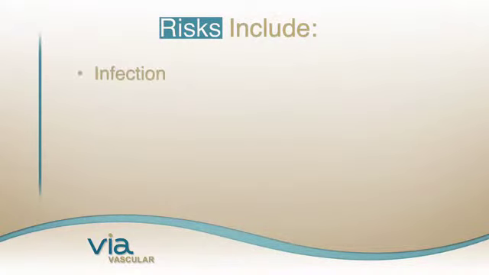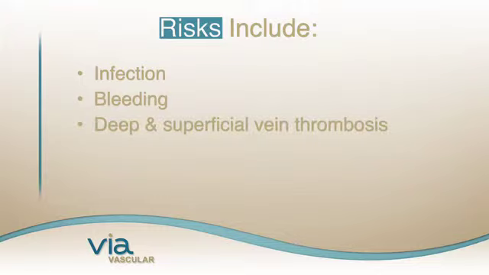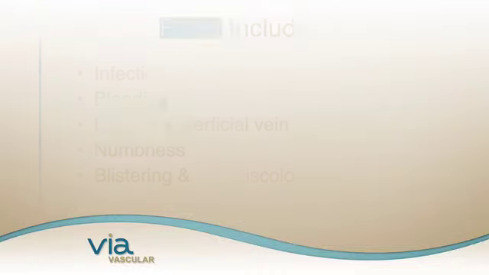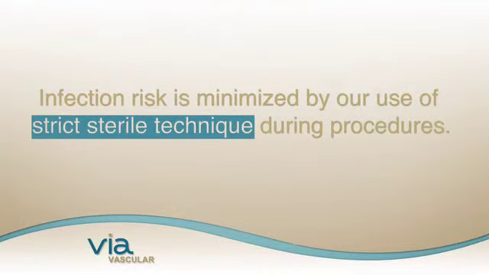There are some potential risks associated with ablation, sclerotherapy, and other vein procedures. Although uncommon, risks include infection, bleeding, deep and superficial vein thrombosis, numbness, blistering, and skin discoloration. Infection risk is minimized by our use of strict sterile technique during procedures. Your risk of deep venous thrombosis, DVT, is less than 1%. The risk is higher for a clot in the deep veins if you have a history of previous DVT, are taking oral contraceptives, hormone replacement therapy, or if you have a known clotting disorder.